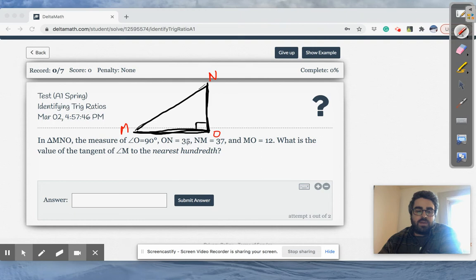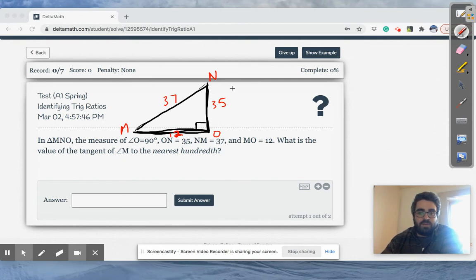All right, so now I'm going to label my sides. I have ON. ON is 35. NM is 37. And MO is 12. I don't know if you can see that, 12. All right, so what is the value of tangent of angle M?